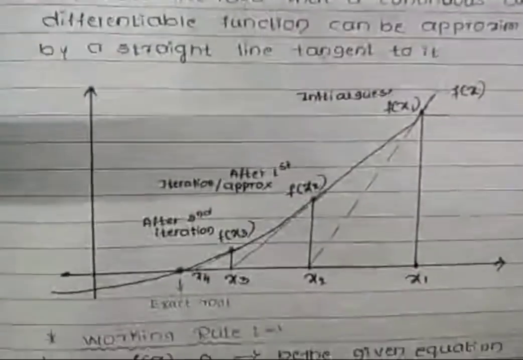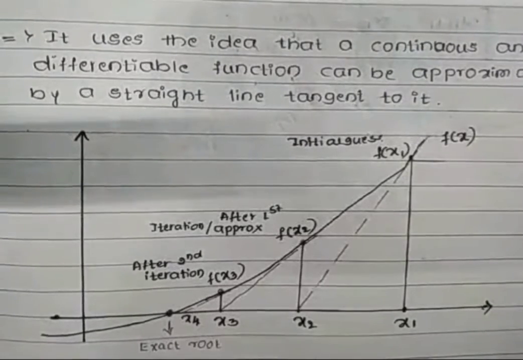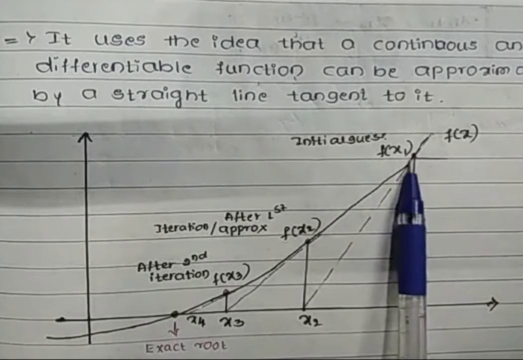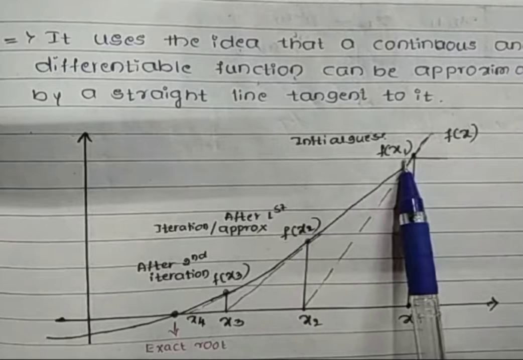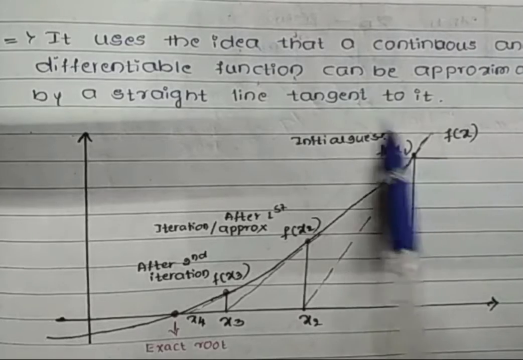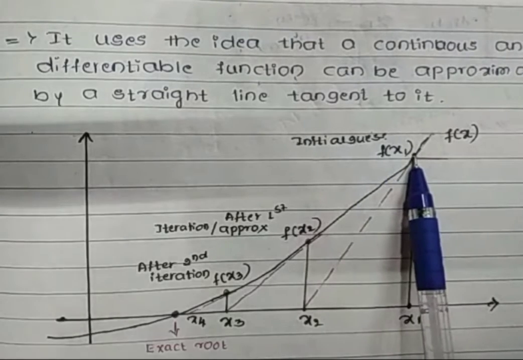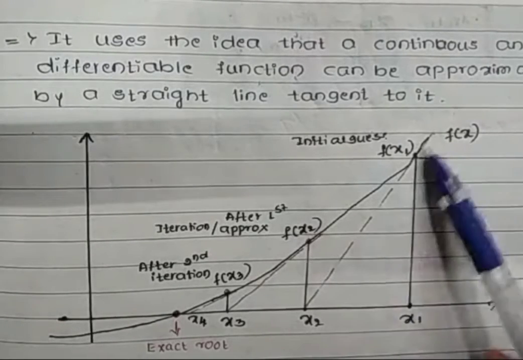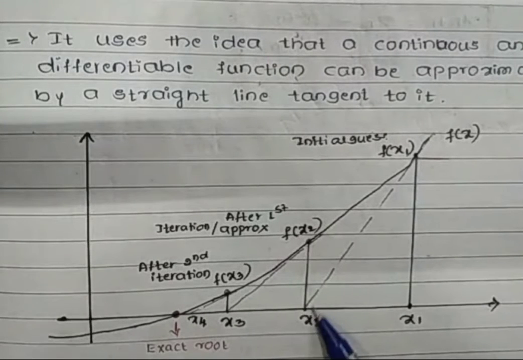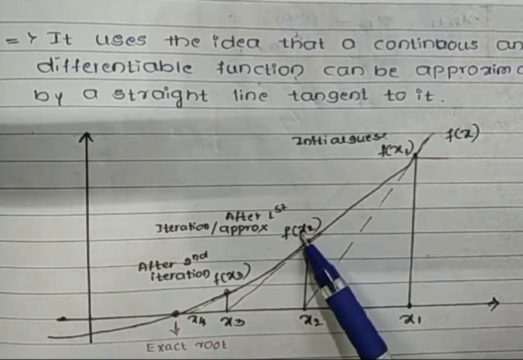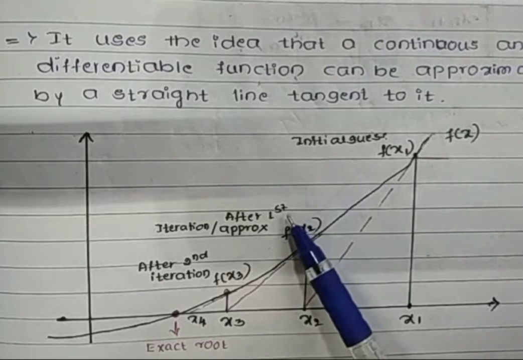So here you can observe it. Here I have considered x1 as the initial approximation. From x1, if we draw a straight line to the curve, we can observe f of x1. This is the initial guess which we are considering. From this f of x1, draw a tangent line. Again, this tangent line cuts the x-axis at a point x2. Then draw a straight line from x2, we get f of x2. This f of x2 is the first iteration, or the first approximate value.